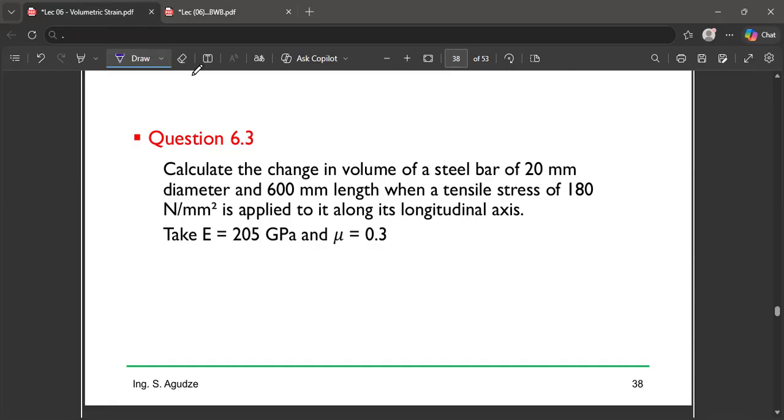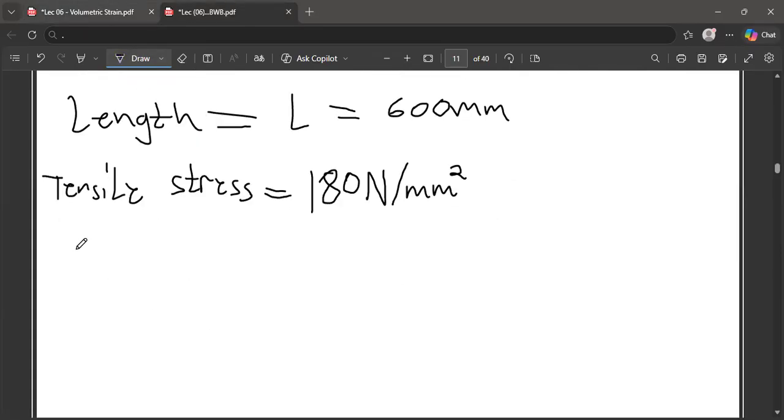And I'm supposed to take our Poisson's ratio. You have to put down the given, or else you lose marks. Okay, so this is it. That is the tensile stress. Just this is tensile stress. And the elasticity.